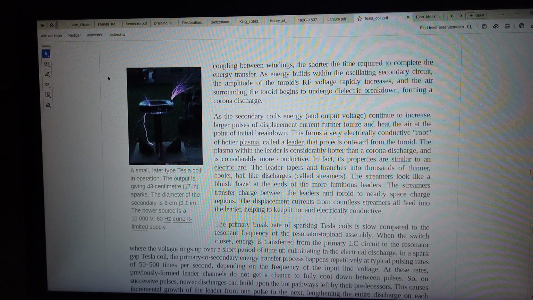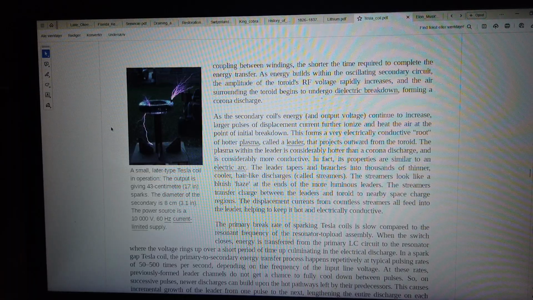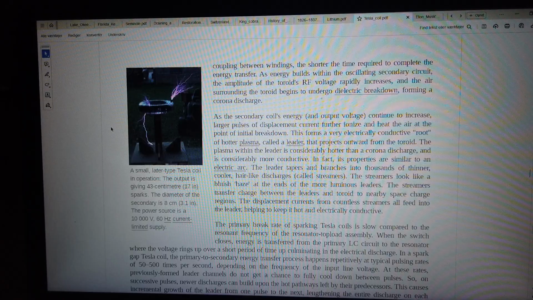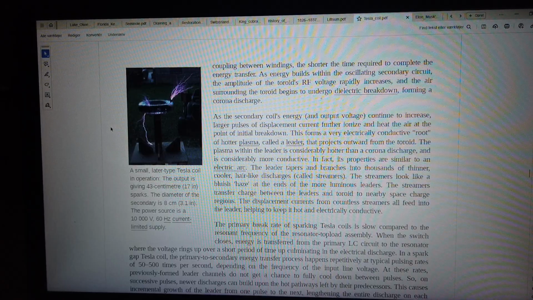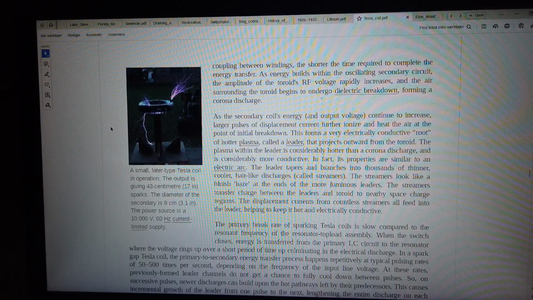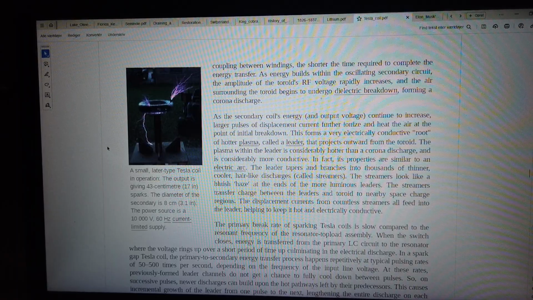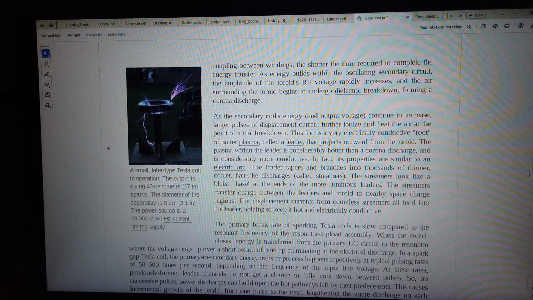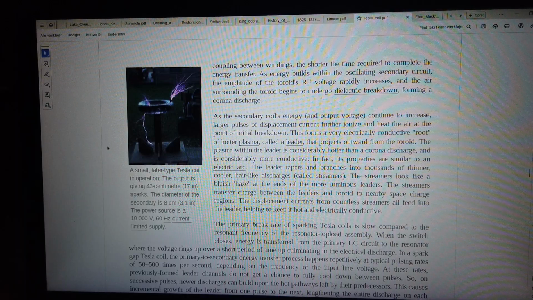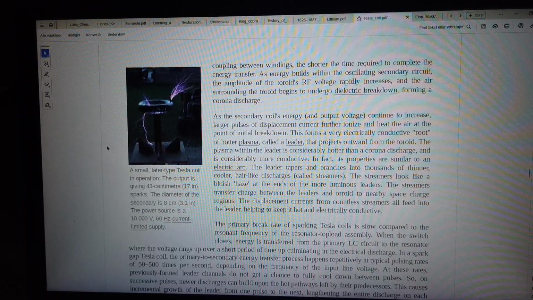As energy builds within the oscillating secondary circuit, the amplitude of the toroid's RF voltage rapidly increases, and the air surrounding the toroid begins to undergo dielectric breakdown, forming a corona discharge. As the secondary coil's energy and output voltage continue to increase, larger pulses of displacement current further ionize and heat the air at the point of initial breakdown.